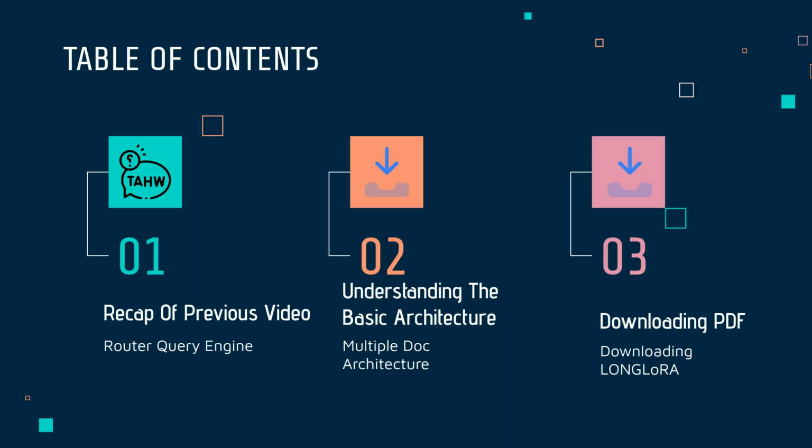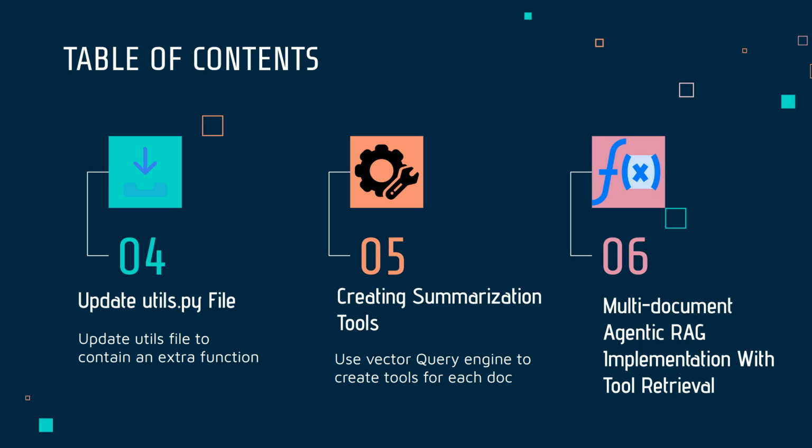In this video we're going to look at a recap of the previous video. We're going to understand the architecture of working with multiple documents. You're going to download the extra document that you're going to be using for a RAG system. In this case, you're going to be using the LongLoRA paper. It's a bit of a mouthful. Okay, that's basically it. And then we're going to update our utils.py file, which you created in the very first video.